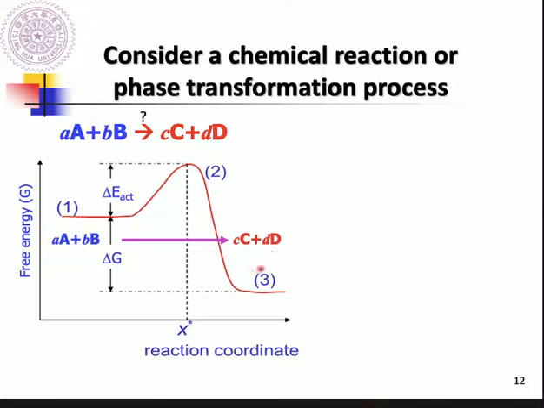Because the Gibbs free energy at stage 3 here is smaller than here. So the total energy of the system is decreased after your reaction, right? So based on this, delta G is negative. So we can say, based on thermodynamics, the direction of this chemical reaction is going to the right.